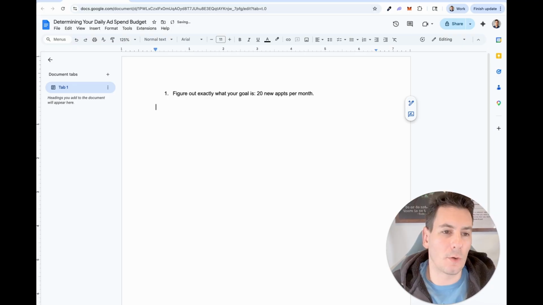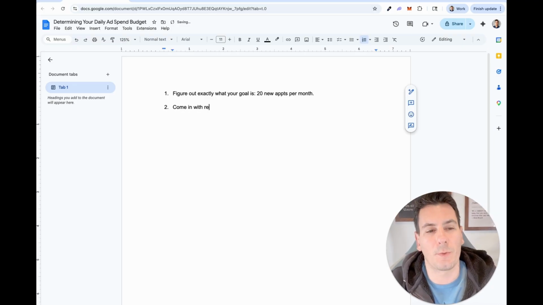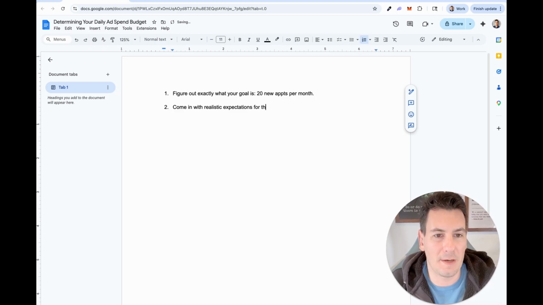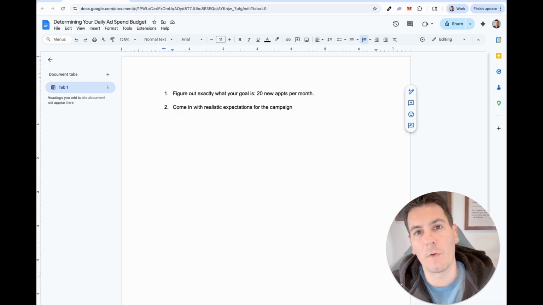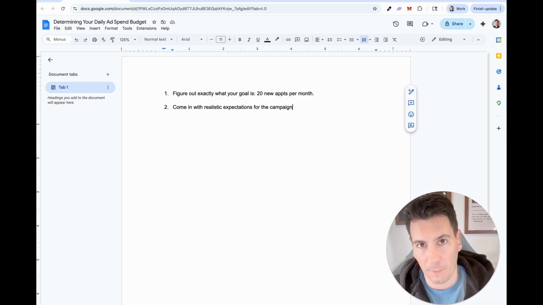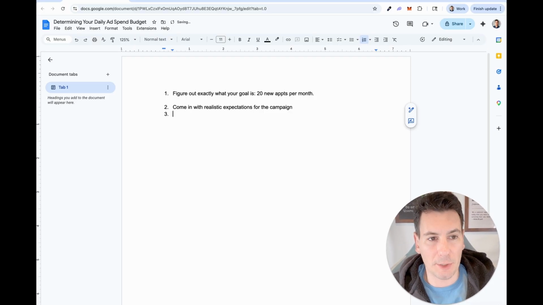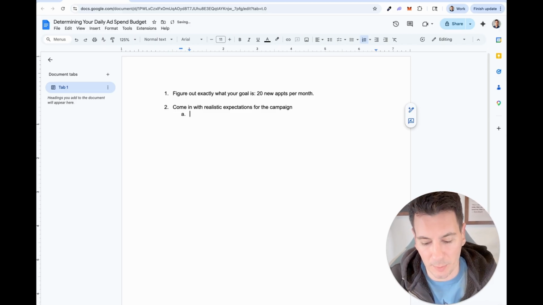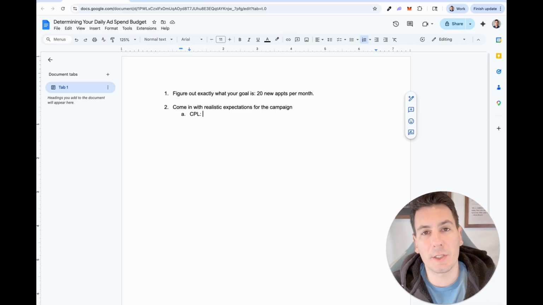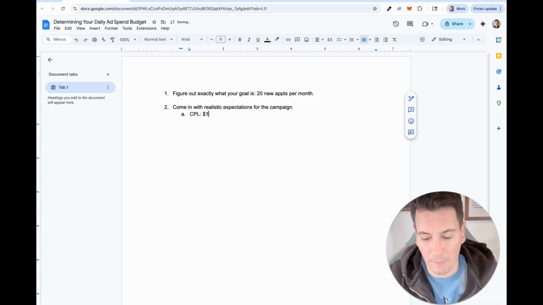Now that we have the goal, the next step is to come in with realistic expectations for the campaign. So what I'll do now is go over some basic KPIs or key performance indicators that we look for in an Instagram and Facebook campaign to make sure everything is running smoothly. The first metric that you want to keep in mind is your cost per lead, or CPL. For just about any service that I would feel comfortable creating a front-end offer around for our clients, and assuming that we're running lead form ads, you should be aiming for a cost per lead between $10 and $15.